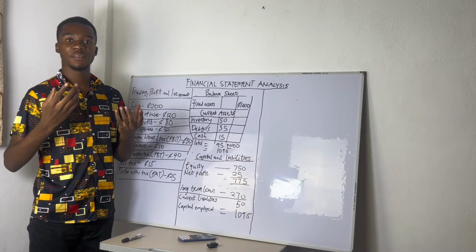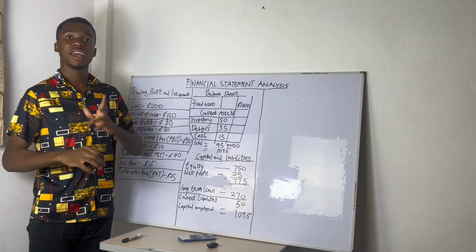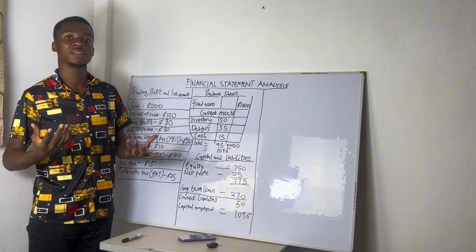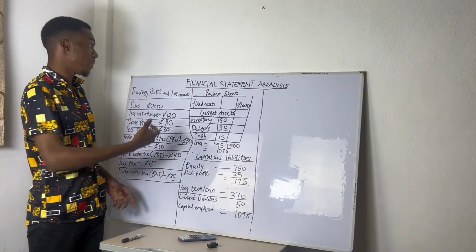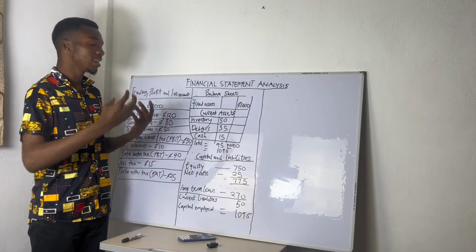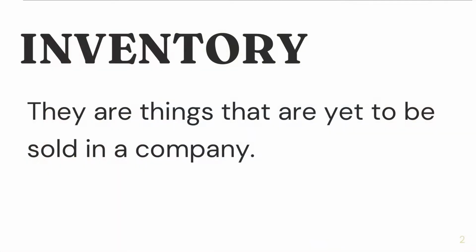So if I'm selling an iPhone, if you come to my company or my shop, the iPhones you see there are the inventory. They are not really physical cash because at the end of the day, they are not sold yet. But those things are part of my assets because the moment I sell them, it transforms into money. So the things that are yet to be sold in a company are called inventory.